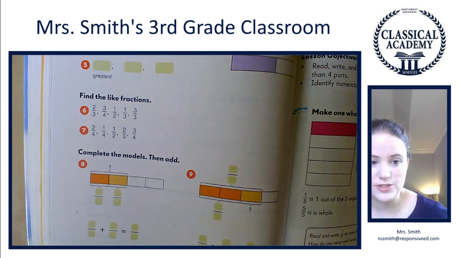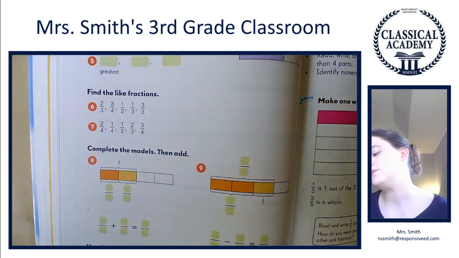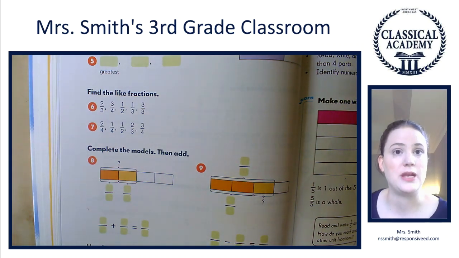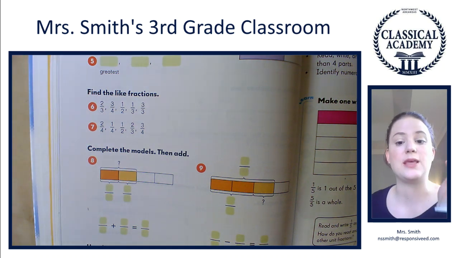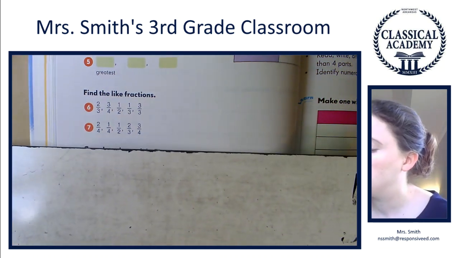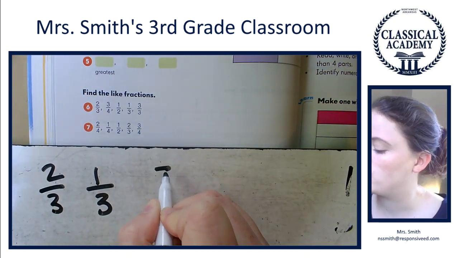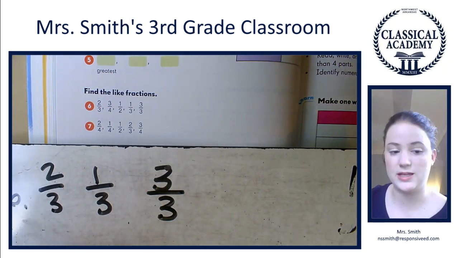All right, for number 6, find the like fractions. What does like fraction mean again? It doesn't mean they're equivalent. It just means they have like denominators. The denominators are the same. What is a denominator? Right, it's the bottom number. So 2/3, 1/3, and 3/3 are the like fractions in number 6.